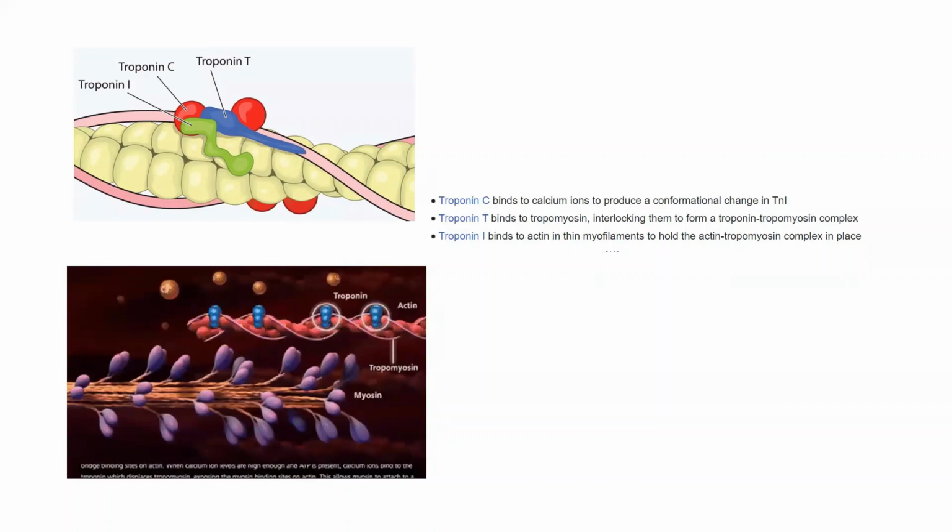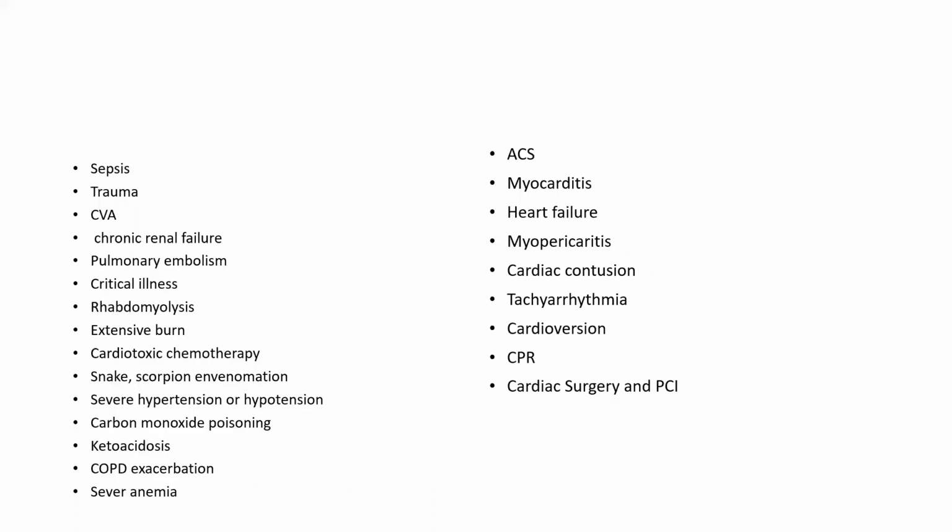Yes. Good. Right. Now, I want you to remember that when we talk about troponin elevation, that does not necessarily mean myocardial infarction or ischemia. We can have cardiac and non-cardiac etiologies. Myocarditis, heart failure, myopericarditis, cardiac contusion after trauma, tachyarrhythmia, CPR, cardiac surgery, and PCI. Now we have sepsis, trauma, severe renal failure, pulmonary embolism, critical illnesses, rhabdomyolysis, burn, and all of that.